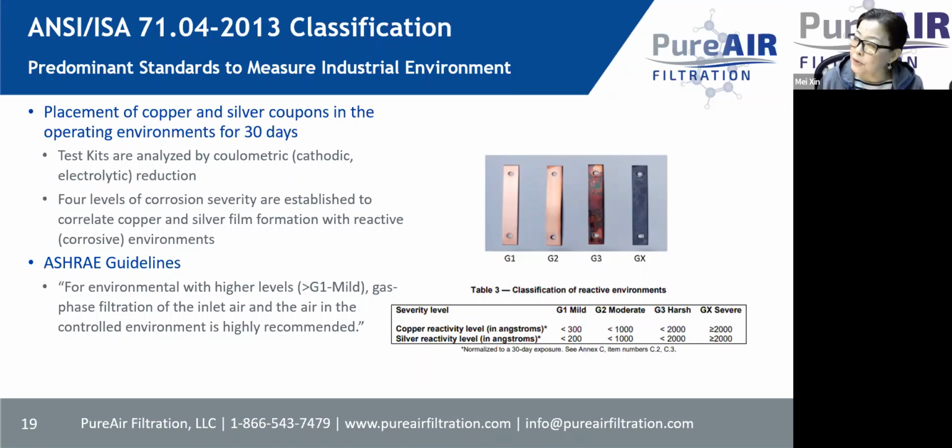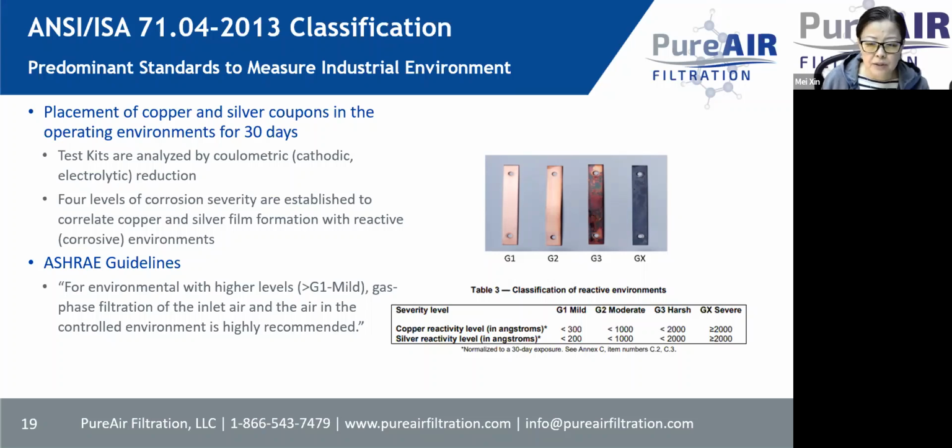So the levels G1, G2, G3, and GX have been adopted by a lot of DCS, distributed control system manufacturers, to bind their product warranty to these standards. For example, if you don't have pollution control in place and you have failed equipment, they will void your warranty.